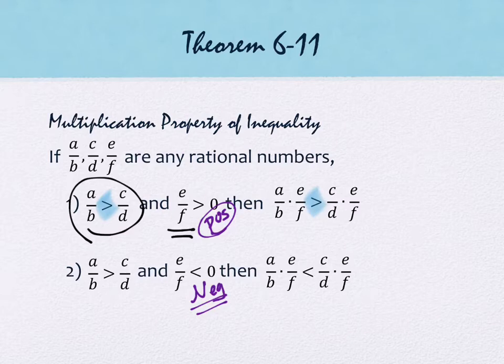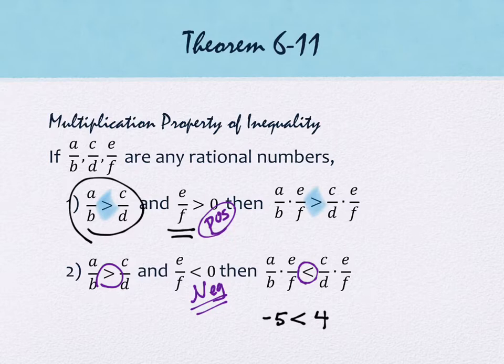E over f less than 0 means it's negative. And when you multiply by a negative number, the direction of the inequality changes. It was greater than, and now it's less than. I'll just do an example with whole numbers because it's cleaner and easier to see, but not any less accurate. So for instance, if I had -5 less than 4, and they don't have to be positives or negative, but this works, right? -5 is less than 4, agree?